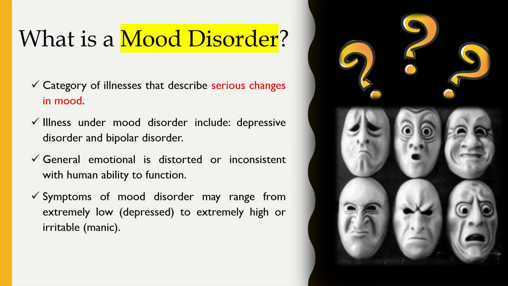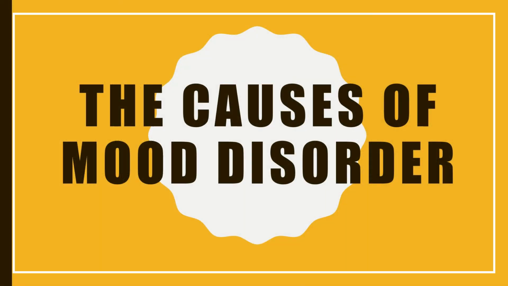Okay, so let's start with the definition of mood disorder. So what is mood disorder? It's one type of mental illness that can change human emotion. So the emotion is usually distorted, disturbing the human ability, and it's very hard to function in daily life. The mood disorder can be divided into two parts: depressive disorder and bipolar disorder, which will be explained later. And the symptom of mood disorder can range from very low, depressed, up to very high, manic. There are three main causes of mood disorder.